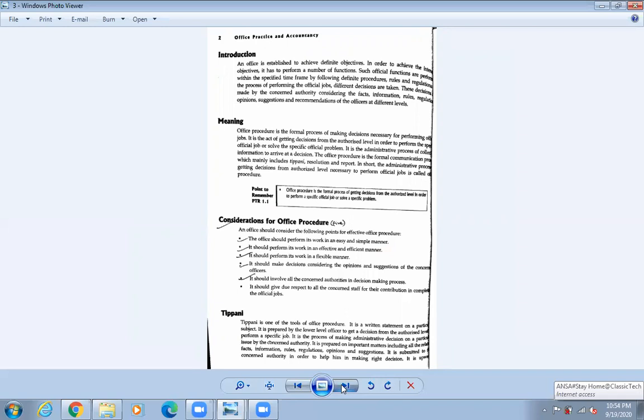Next, there are 3 types of office procedure. Out of them, we are going to learn one, that is tipani. We are going to learn about tipani.